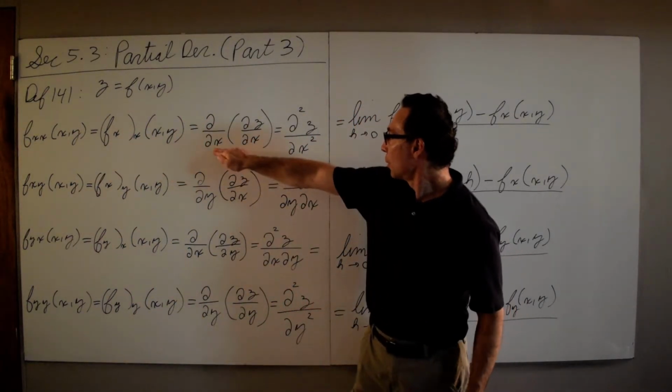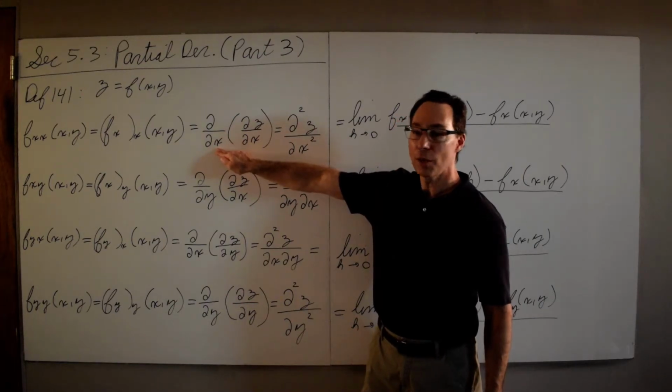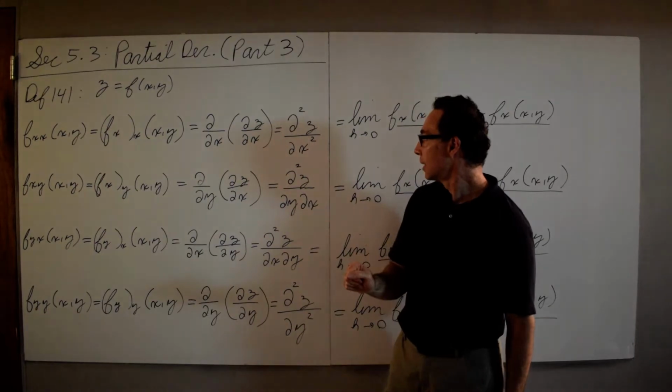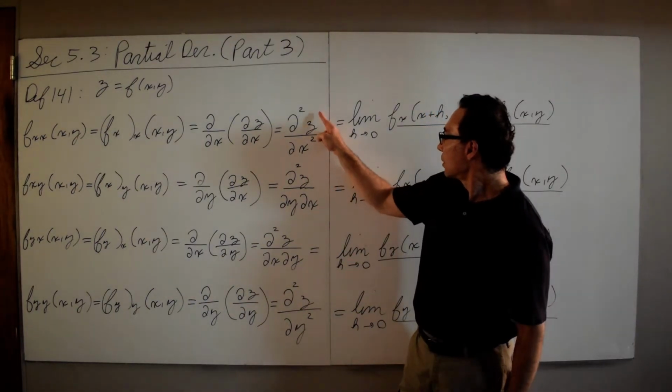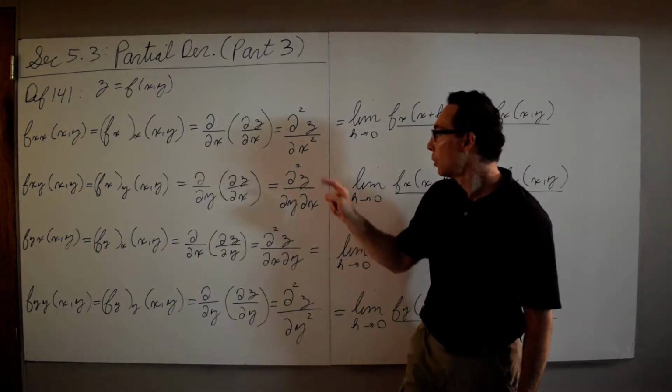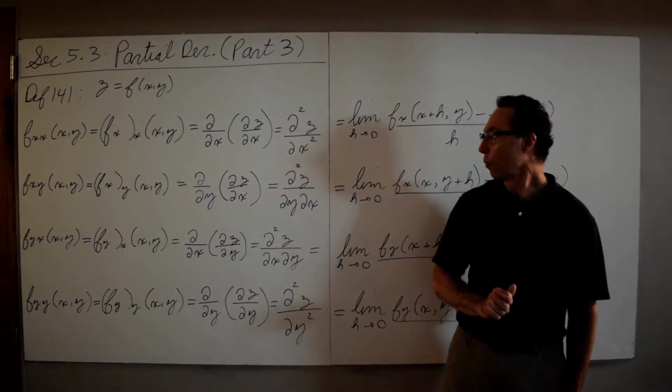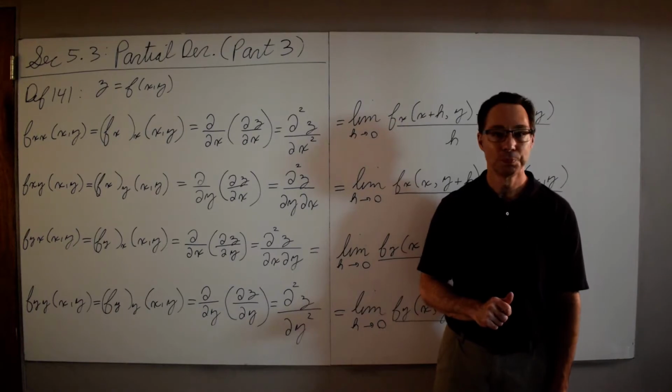With our partial notation, we have the partial derivative with respect to x of the partial derivative of z with respect to x. And then, because it's a second order partial derivative, we have this notation, which is very similar to Leibniz notation for a second derivative.